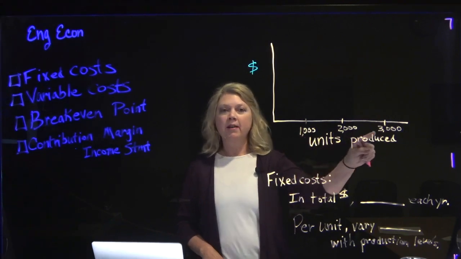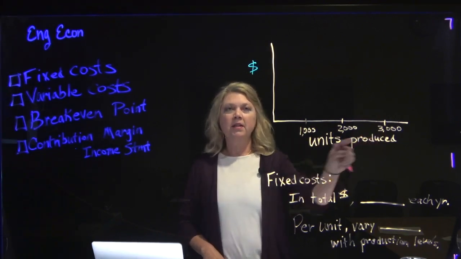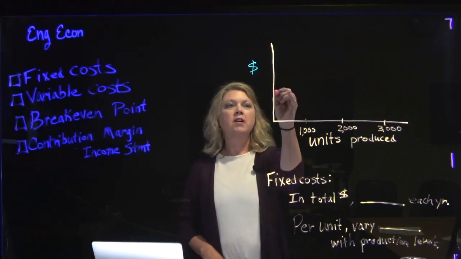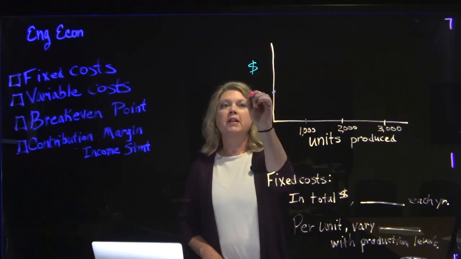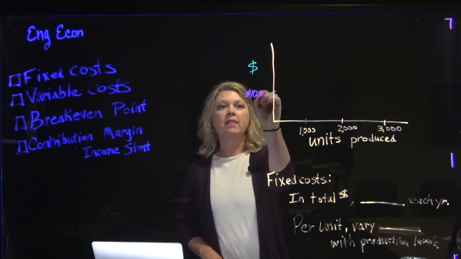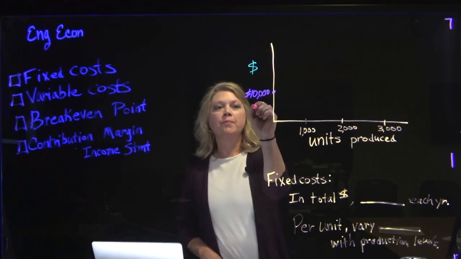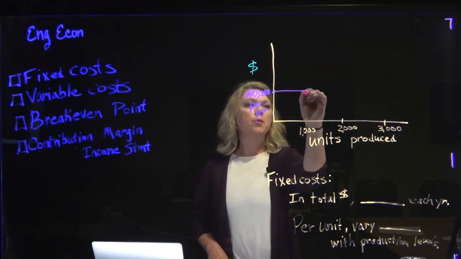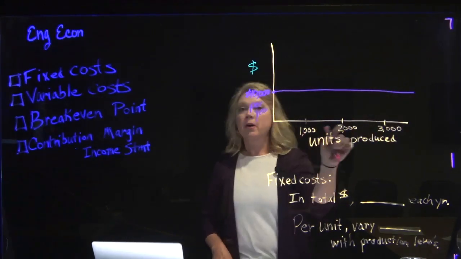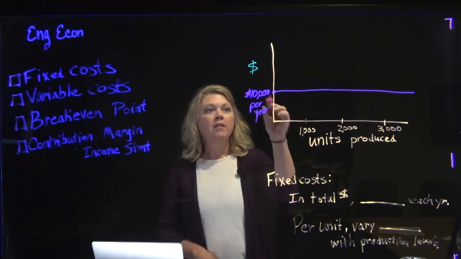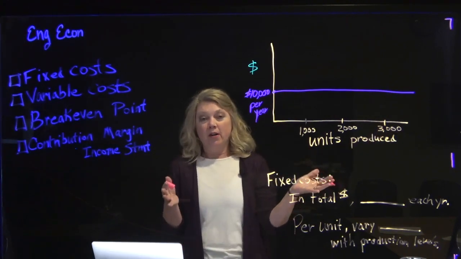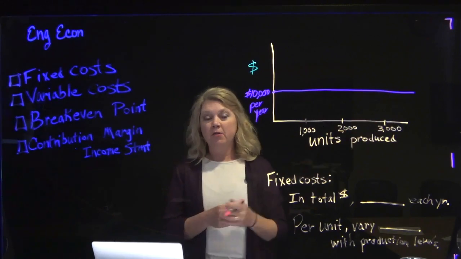We have production levels here on the x-axis, and we have costs incurred on the y-axis. Fixed costs are going to be at a particular dollar amount. Let's say that is $10,000 per year. And no matter what the production level is, it'll stay the same at that $10,000 no matter how many units are being produced, right? Fixed costs are greater than zero and stay the same no matter what production is going on, 0 or 1,000,000 units produced.